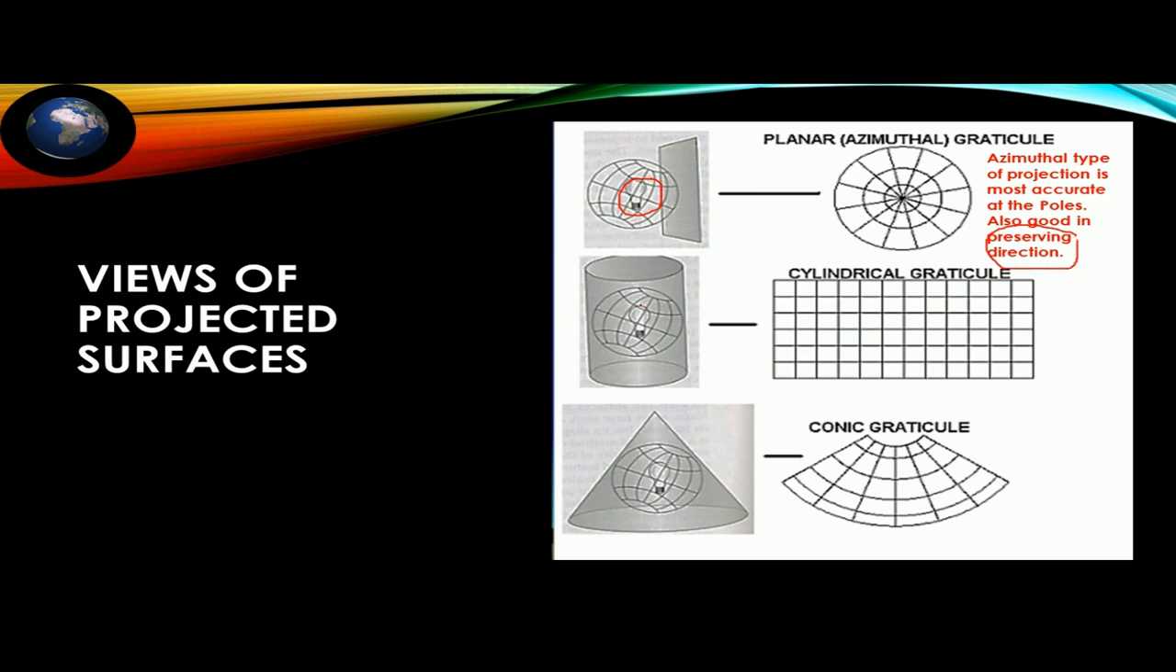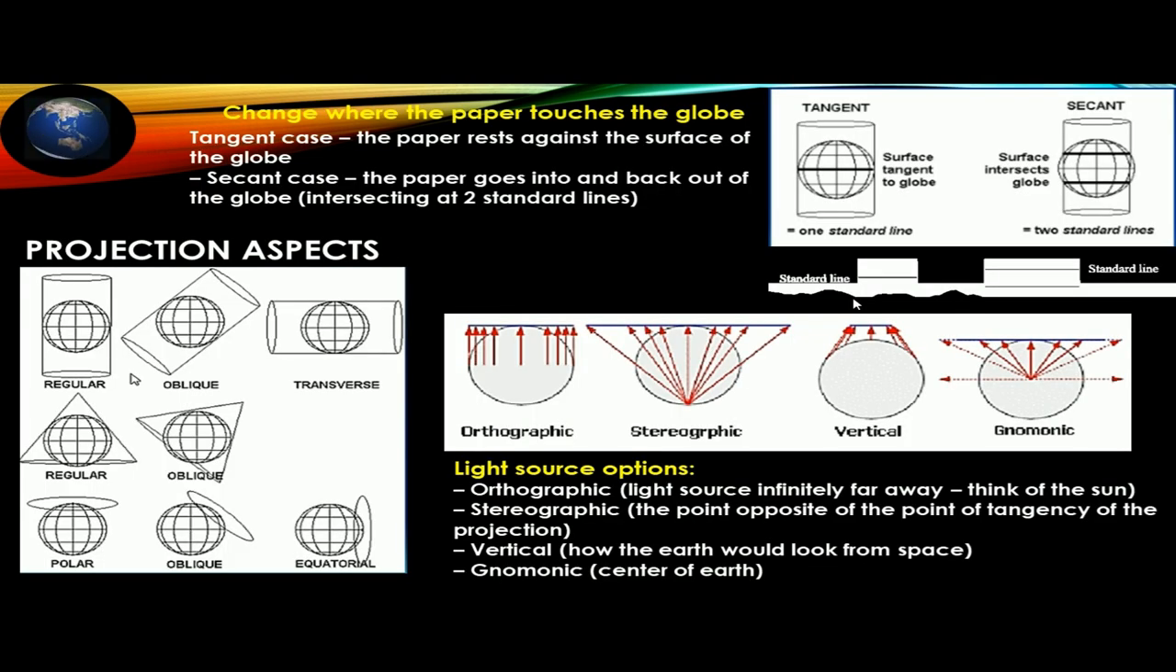Similarly for cylindrical, you can see the bulb is inside and the globe is rolled with the paper. So it catches the features of the globe touching the 2D paper, and it will replicate them on the cylindrical projection. Similarly for conical also. So there are three ways to change where the paper touches the globe. When the paper is rolled in such a manner, it touches the outer boundary of the globe, mostly the center of the cylinder. I'm talking about this figure. You can see here it is mostly touching the center of the globe.